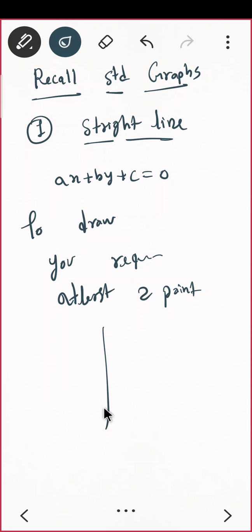That means if you have only 1 point, there are infinitely many lines passing through it. But if you have 2 points, then you have only a unique line. So on a straight line there are infinitely many points, but you just require 2 points to draw a straight line. Is that okay? So whenever you have the equation of a straight line, you just have to get 2 points and plot that. That's it.